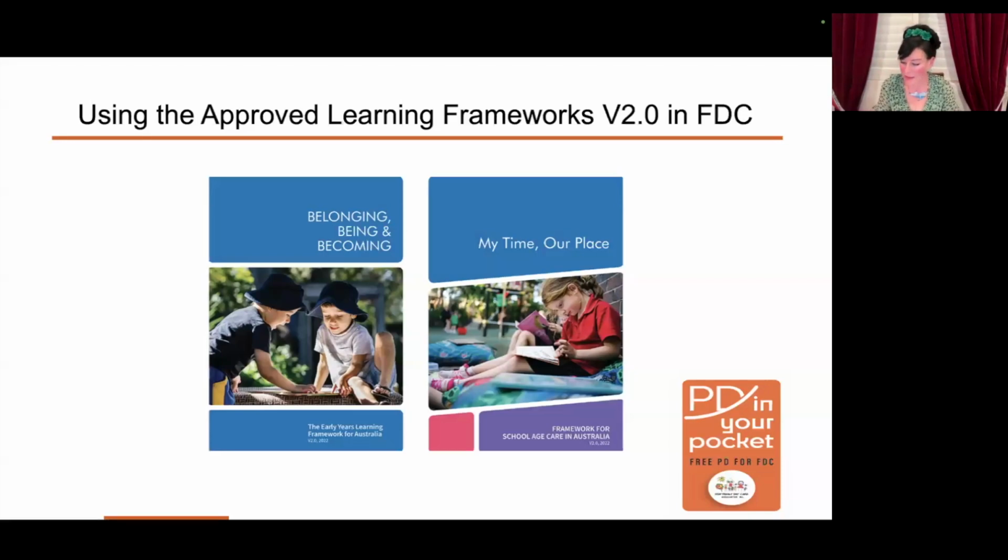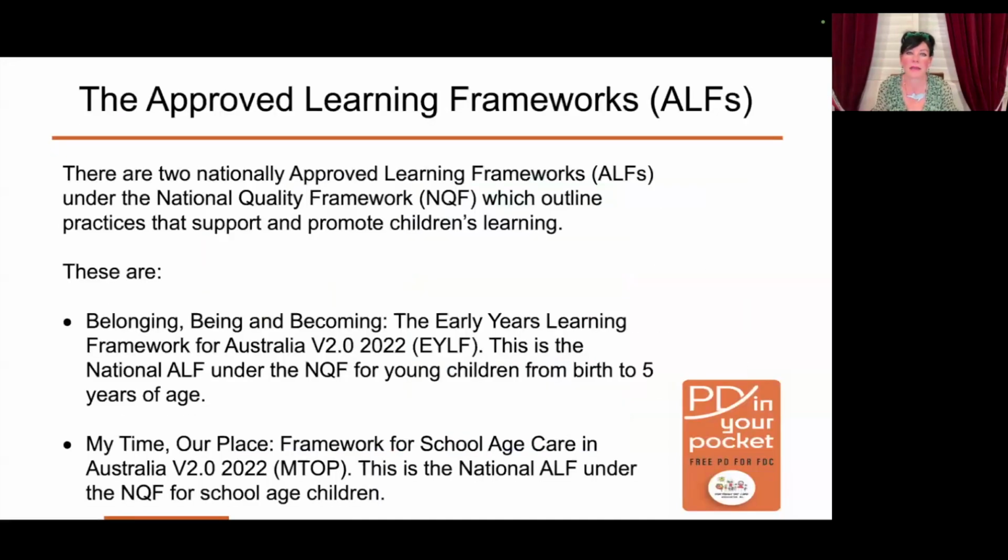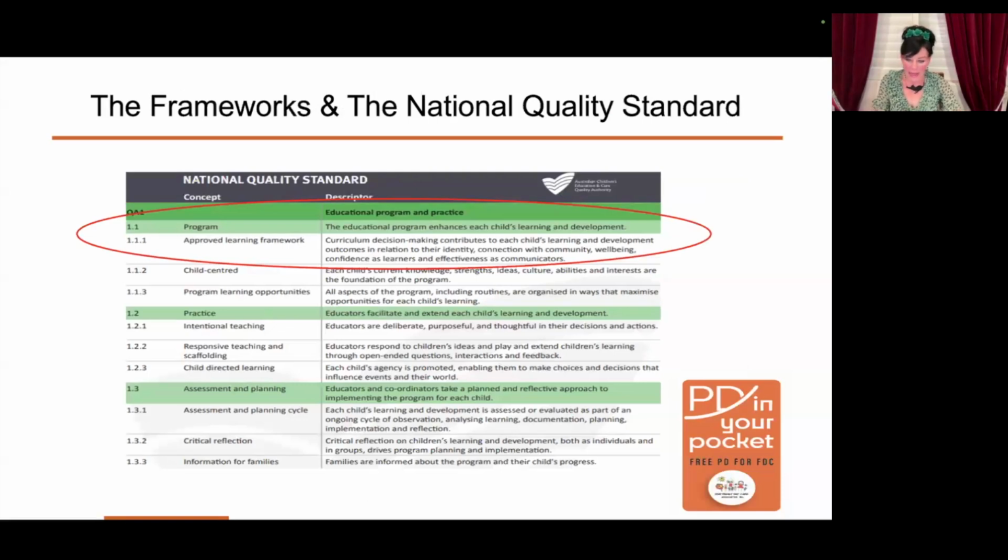So let's dive in and have a little peekaboo at the approved learning frameworks. I've jumped ahead in my slides. Here we go. Here are where the approved frameworks sit in the National Quality Standard. So the great thing is it's quite easy to find because it's number 1. And how wonderful that when we did get a beautiful national quality system, the very first thing was educational program and practice. So there you see 1.1.1, the 3 ones. In 1.1 is the approved learning frameworks, curriculum decision-making.